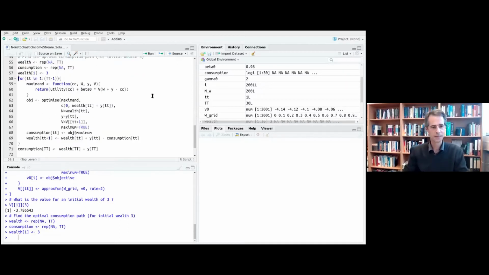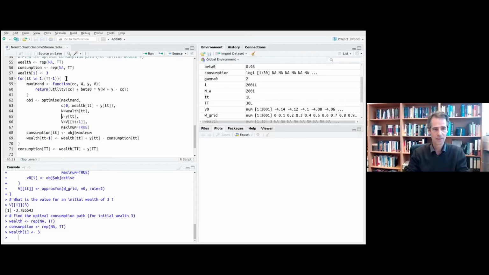If we use the abstract notation, we would use period 0 for the current period, but in R it's better to use period 1 because you can't use 0 as an index. And now we have a loop over the periods, but running forward. We start in the first period up to the last but one period. In the last period, we just use the rest. And for each period, we have to solve this optimization problem again. So again, we define the maximum and we solve the optimization problem.